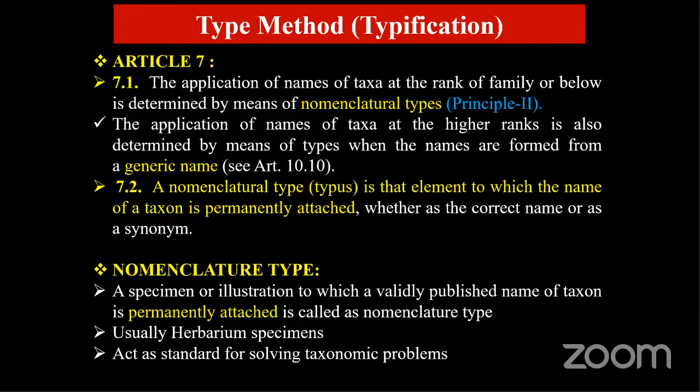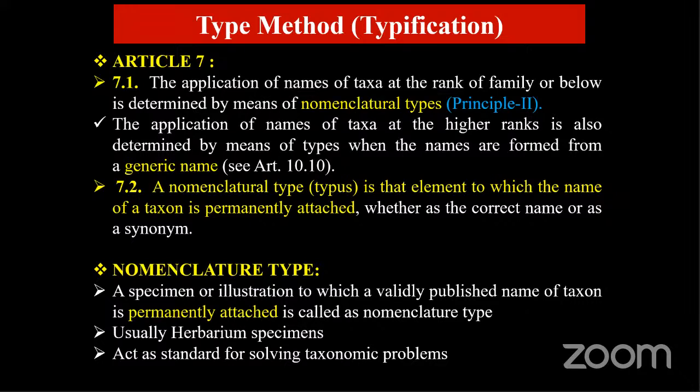And this herbarium specimen acts as a nomenclature type, because you have to give the name of that particular plant on the basis of that herbarium specimen. So this herbarium specimen is acting as a nomenclature type. So what is meant by nomenclature type?